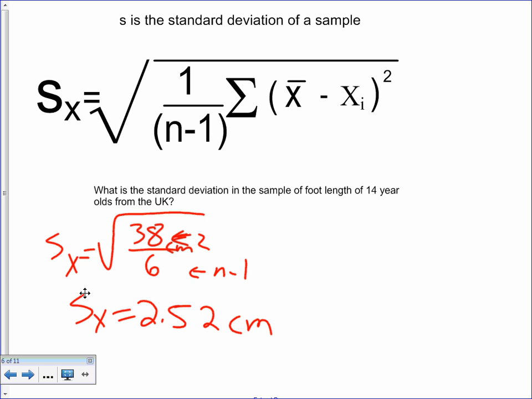So what this is saying is that we said that our center was 24 centimeters, but, and I'm using air quotes here, on average, each data point is about 2 centimeters away from the center. So the more spread out the data is, the further things are away from the center, the larger the standard deviation is. The tighter packed they are, the smaller the standard deviation is going to be.